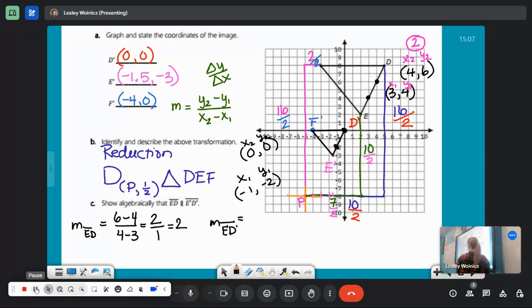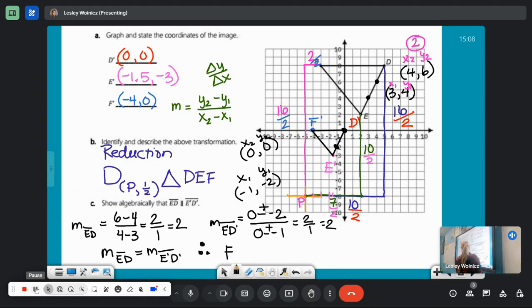So I'm doing 0 minus a negative 2. What happens when I subtract a negative? It turns into adding. Then same thing for the x's. I'll have 0 minus a negative 1. Turns into adding again. So I get 2 over 1, which is still 2. So I can say that the slope of segment ED is equal to the slope of E prime D prime. Therefore, ED is parallel to E prime D prime.